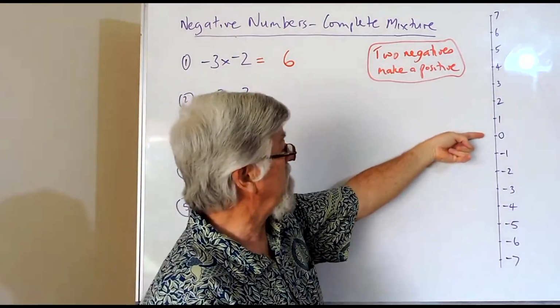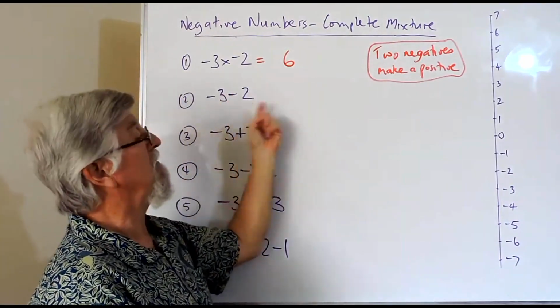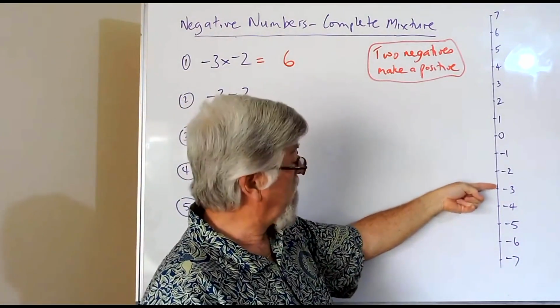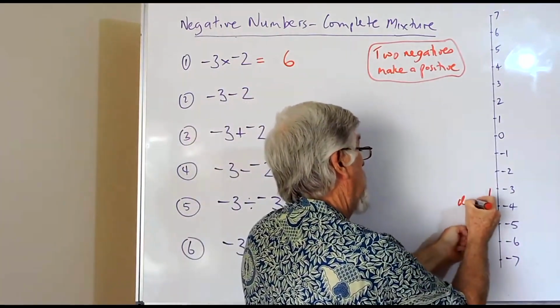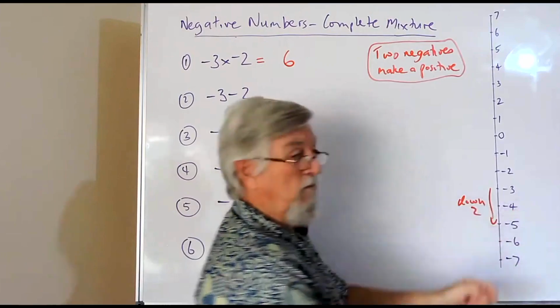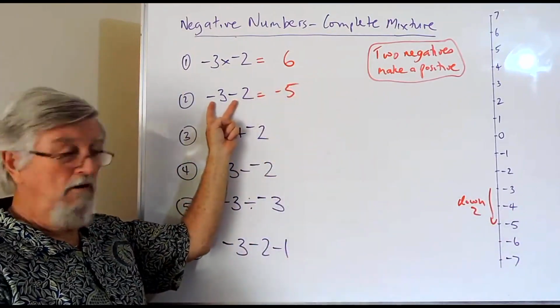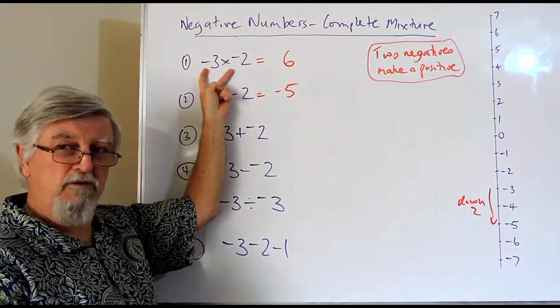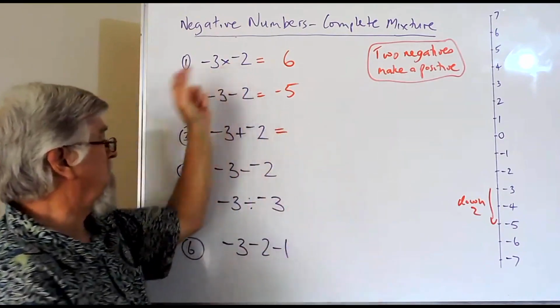We can go this way though. So this is minus 3 where we start, and we go down 2. So if we start at minus 3 and we go down 2, there's down 2, I end up at minus 5. So did those two negatives make a positive? No. Did the earlier two negatives make a positive? Yes. This one here gets confusing because it's not a multiplication.